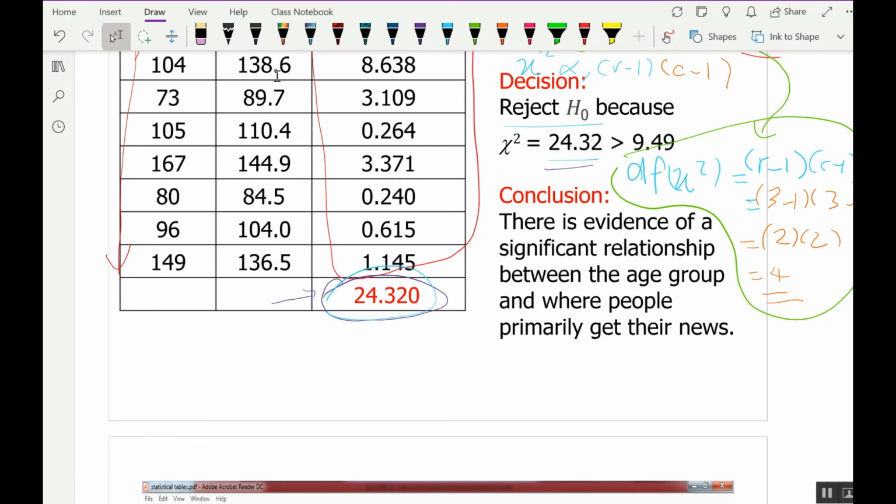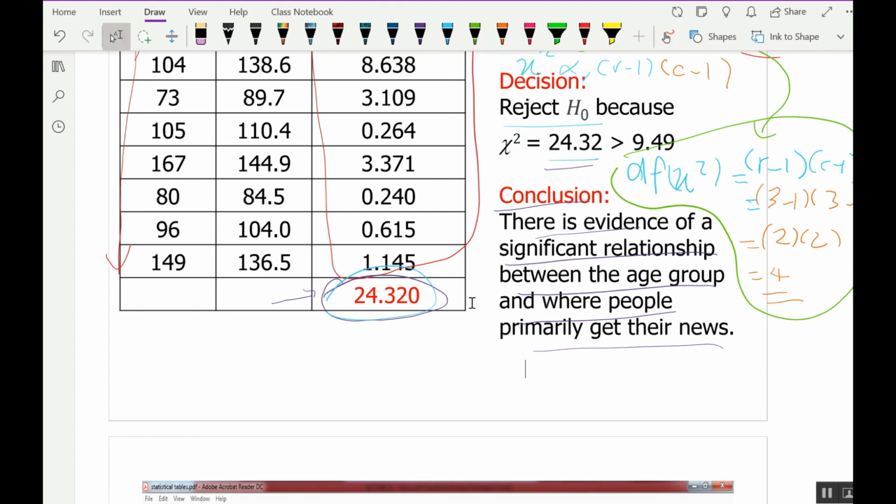So when you reject the null hypothesis, what can you conclude? There is evidence of a significant relationship between the age group and where people primarily get their news, because when you reject H0, it means that you accept H1.